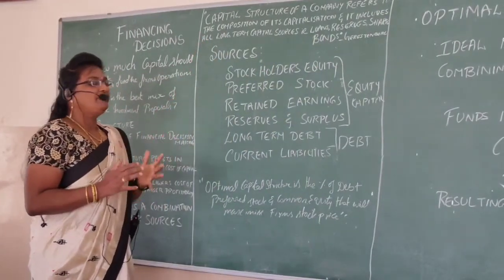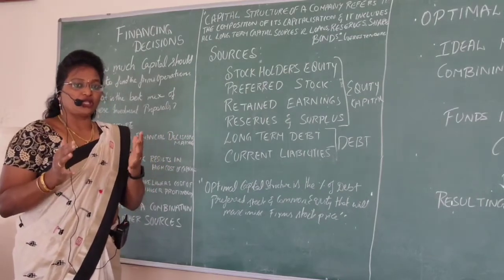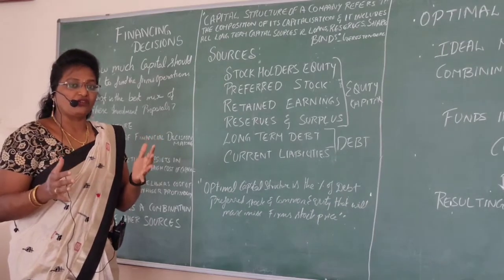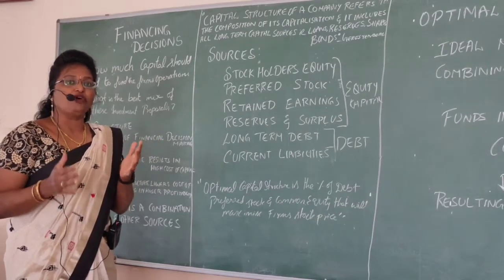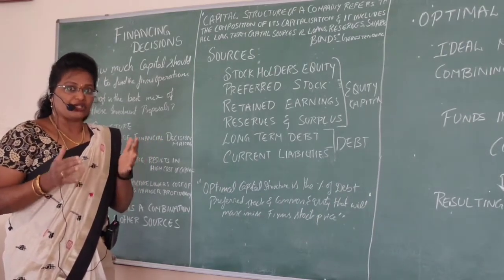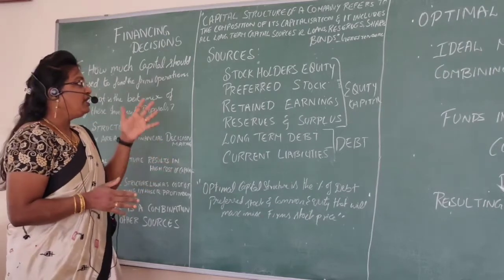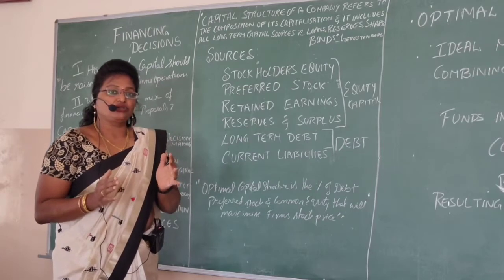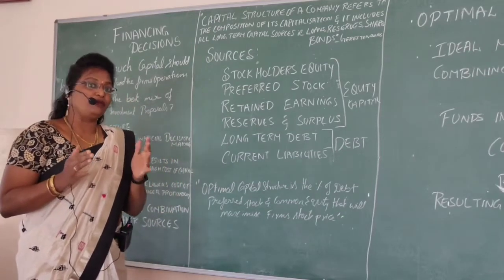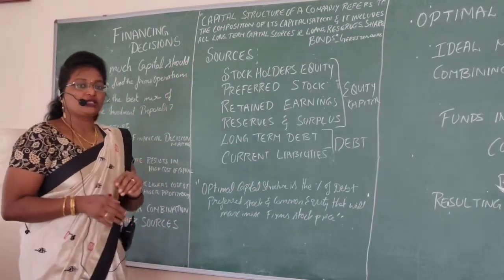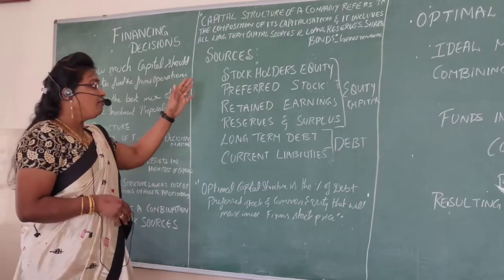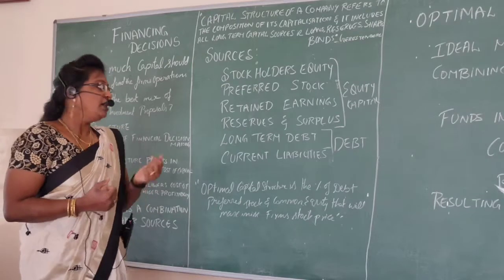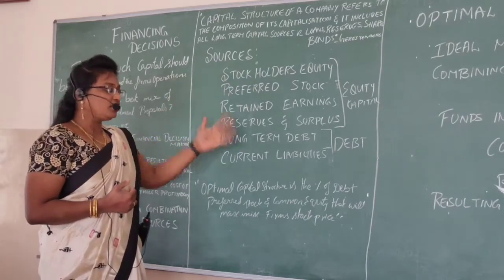When a company wants to start a business, expand its business, or diversify its business, there is a need for additional money or capital. That's where we need to check whether this capital structure will lead us to maximum profit and minimum cost. That is what capital structure talks about. What are the sources from which we can get capital?